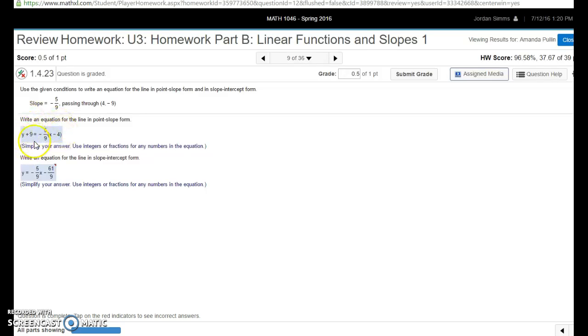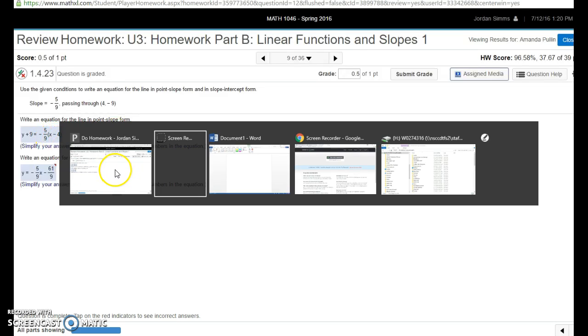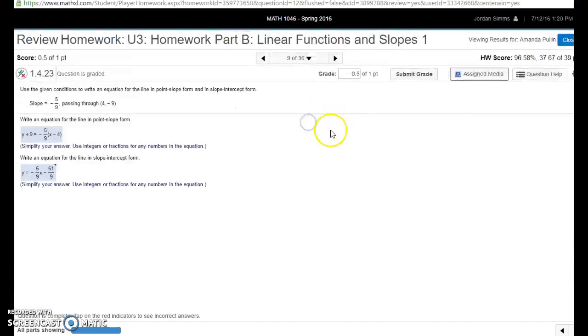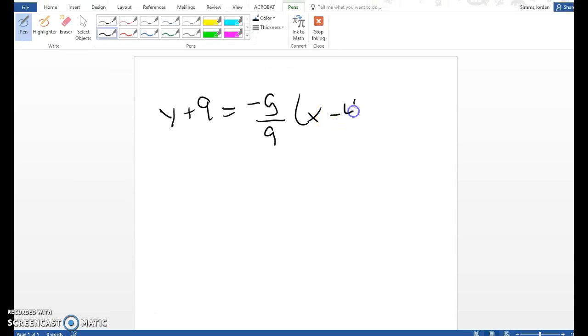And in point slope form, we have y plus 9 equals negative 5 over 9 times x minus 4. So let me just jot that down. Okay, we got y plus 9, bear with me here, x minus 4. Okay, here's what we have.